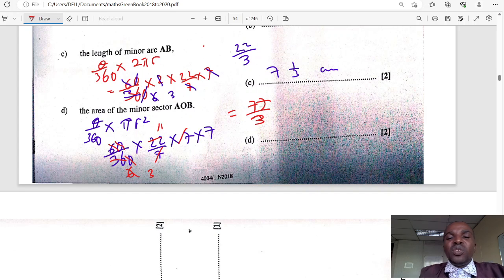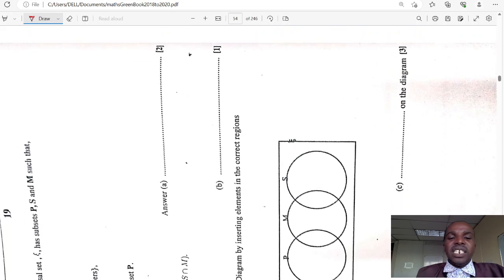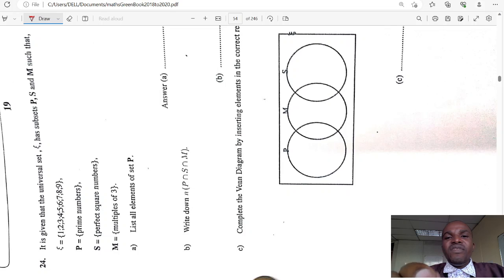77 over 3. 3 into 7 is 2, remainder 1. 3 into 17 is 5, remainder 2. 3 into 20 is 6, remainder 2. So it will be 6, 6, 6 recurring. So it will be 25.7, and in this case it is square centimeters. Right, then done. Next, question number 24.